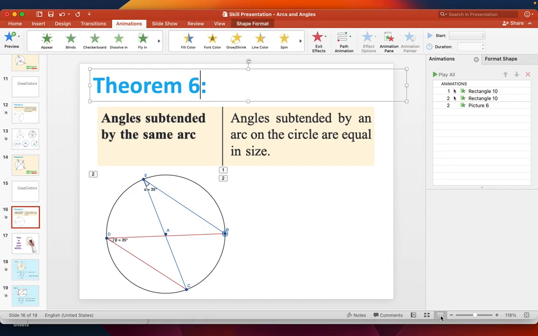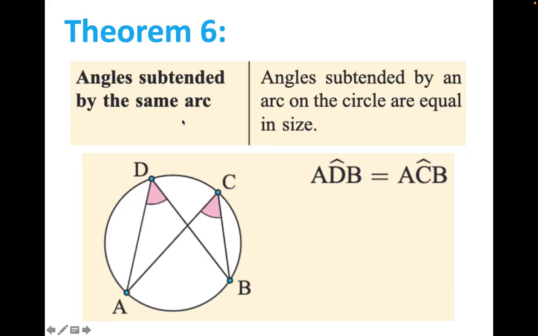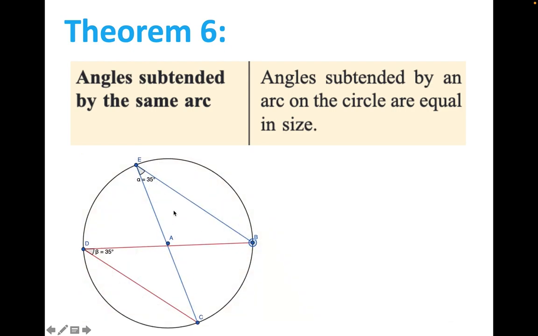Okay, so theorem 6, add that to your study guide. Angles subtended by the same arc are equal. So you can see here ADB is equal to ACB. Also into your study guide, after adding the angle description, please add the image you have created in GeoGebra.